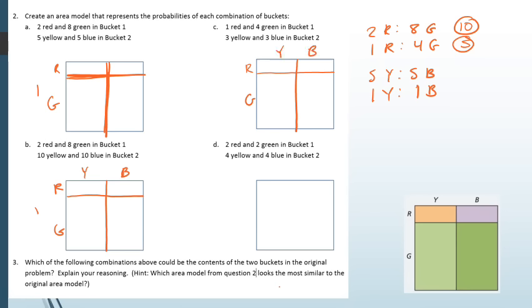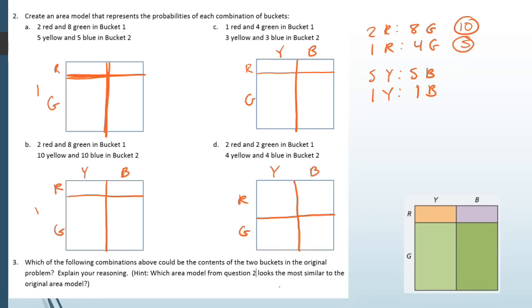Last one, 2 red and 2 green in bucket 1. So I'm going to think 2 red to 2 green, that's a 1 to 1 ratio. So here's red and here's green. And then 4 yellow and 4 blue, that's also a 1 to 1 ratio. So I'm going to set up my yellow and my blue.